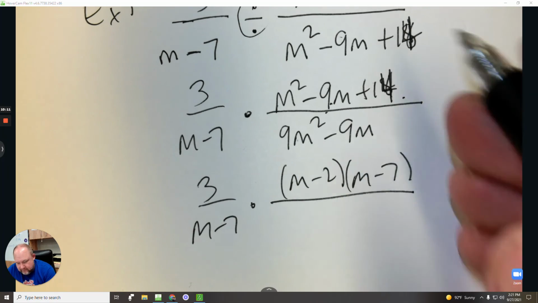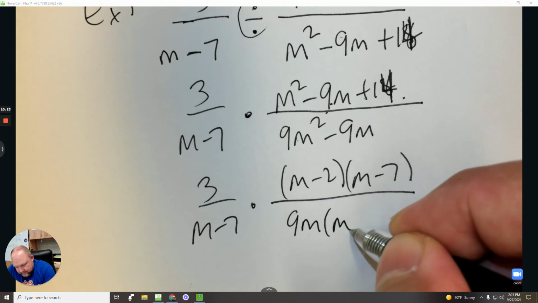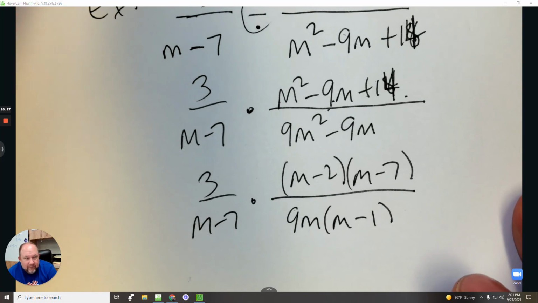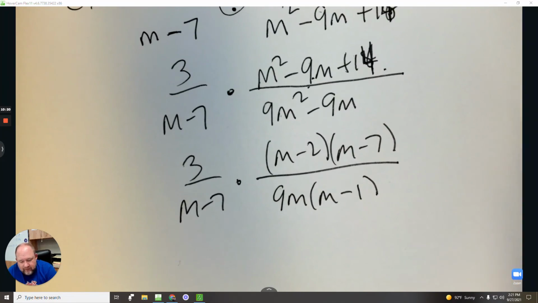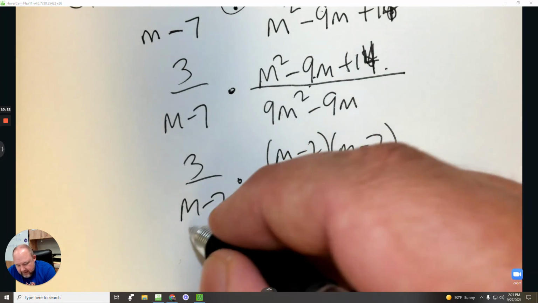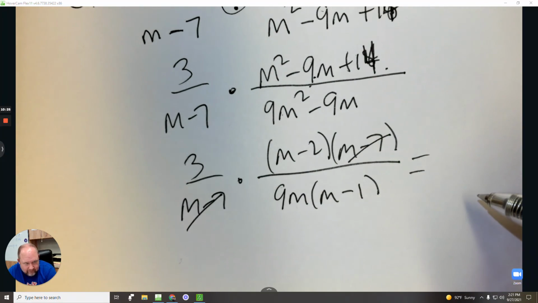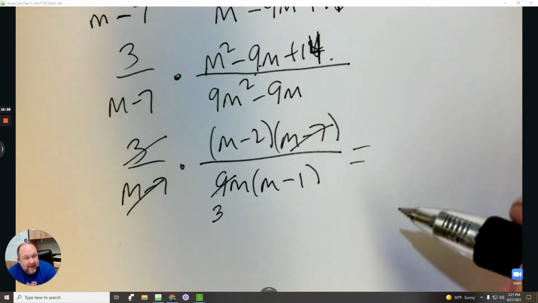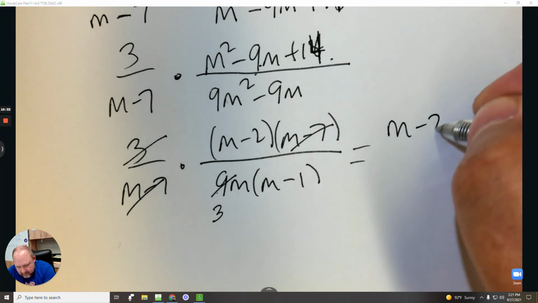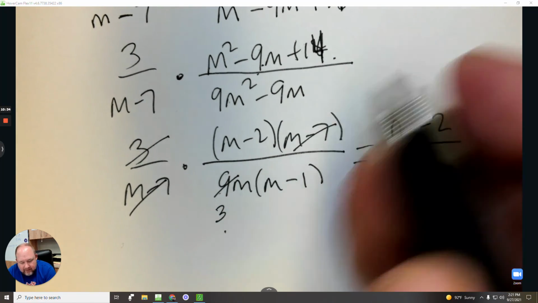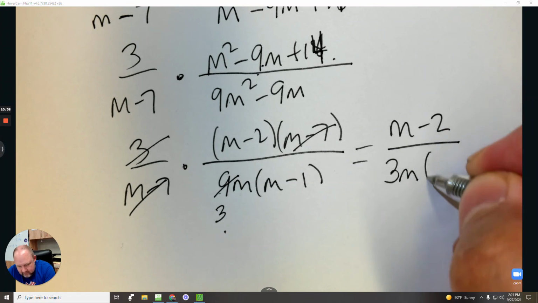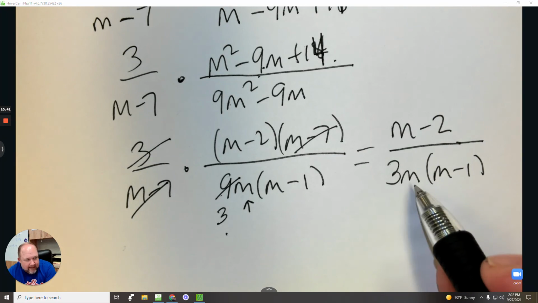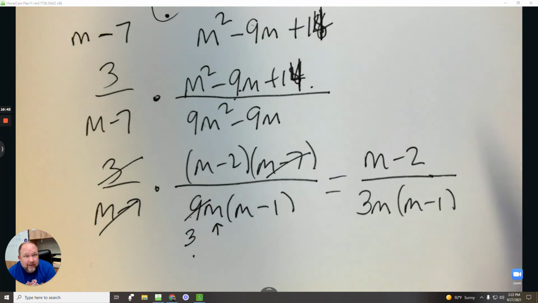take out a common factor. And now anything in the numerator can simplify with anything in the denominator. So do you see anything that simplifies here? So m subtract 7, that simplifies. 3 goes into 9 3 times. And now what's left? We have m subtract 2, and then in the denominator we have a 3m and m subtract 1. So don't forget about that m right there. So 3m, m subtract 1, and that's prime now, and you've simplified it.